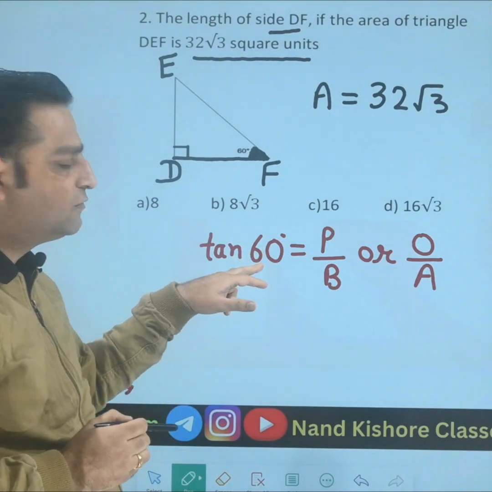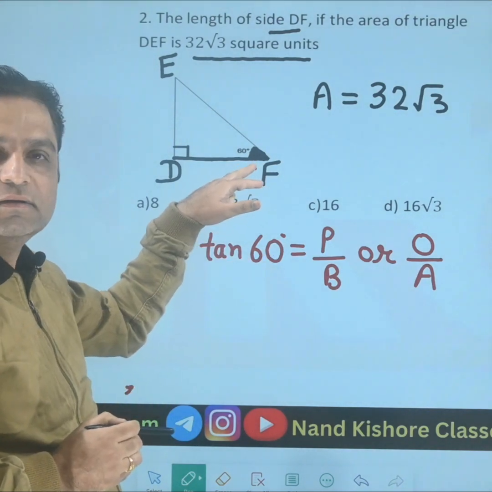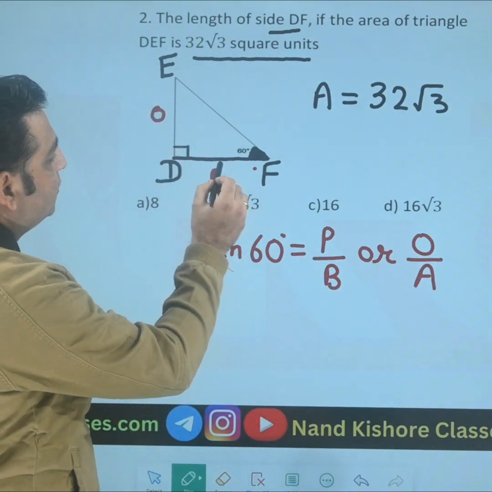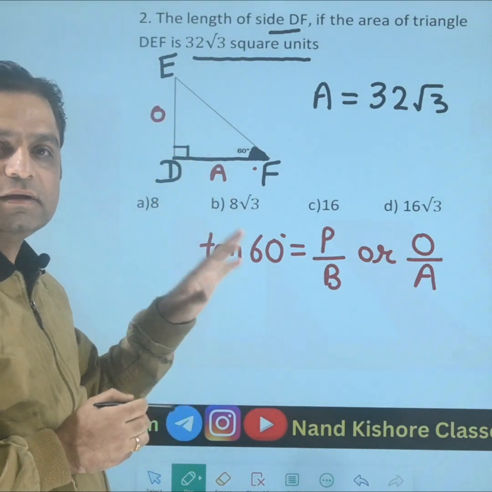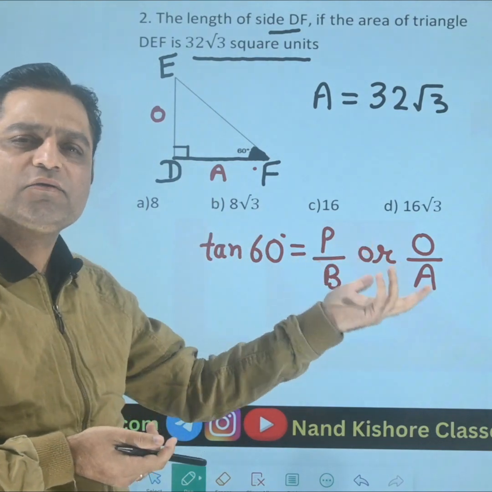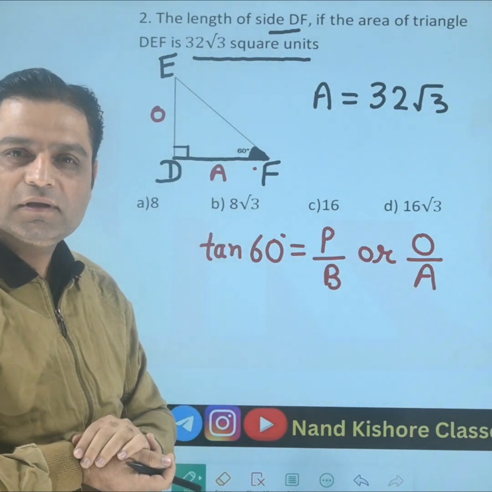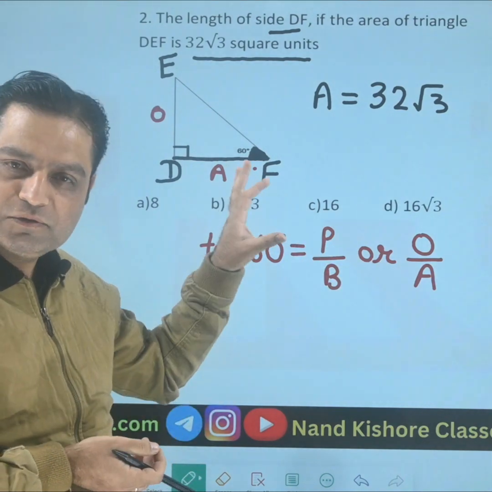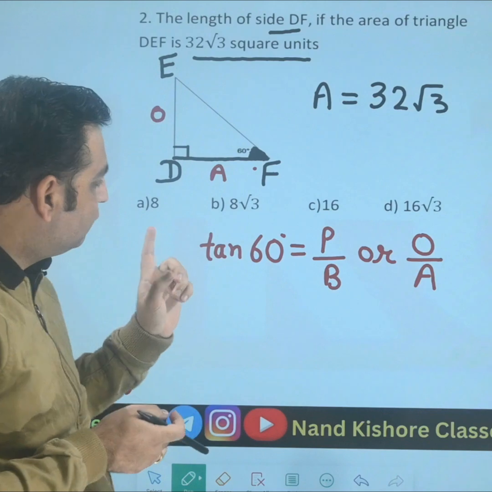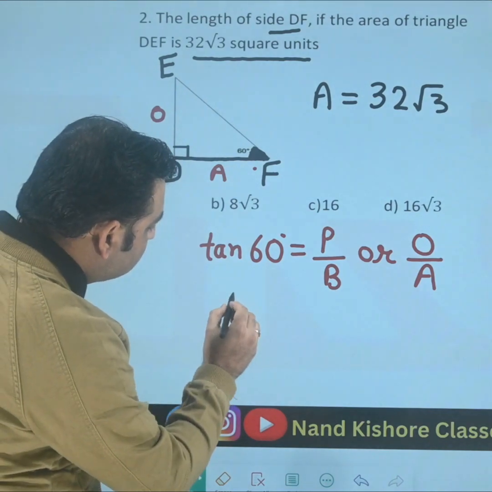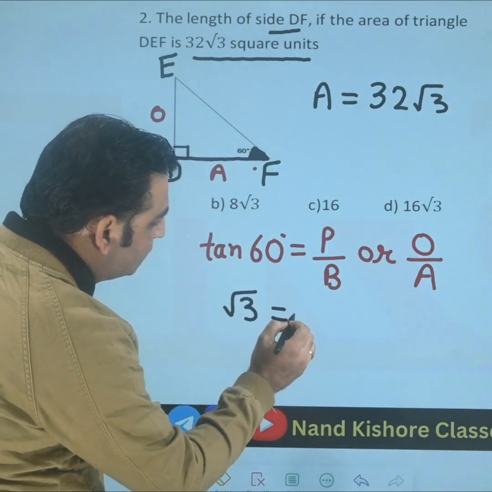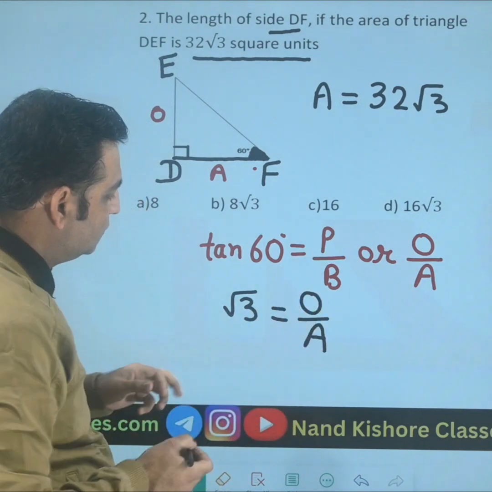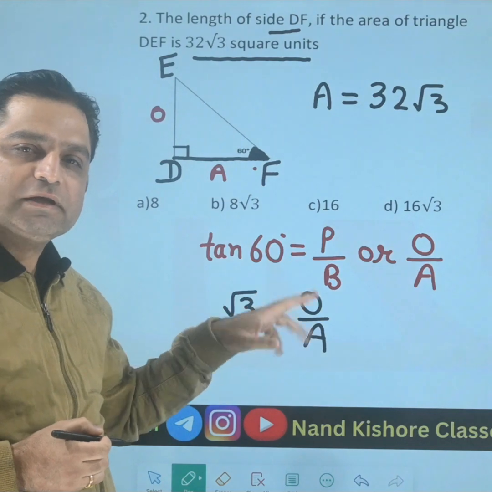Like we are using 60 degree angle, F angle. Opposite to it, it becomes opposite. Adjacent means this side. So O and A. And same are perpendicular and base also. Different methods are there, different ways are there, people remember. That is why I am using both of them. Now value of tangent 60 is square root of 3. I know that. That means opposite over adjacent is equal to square root of 3.